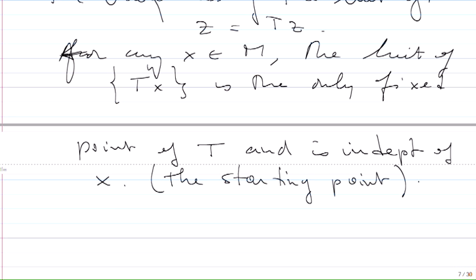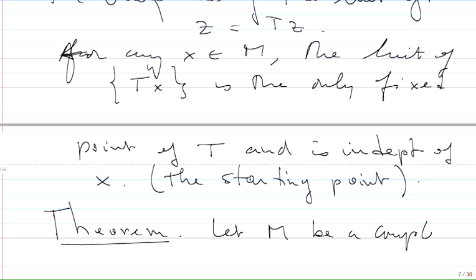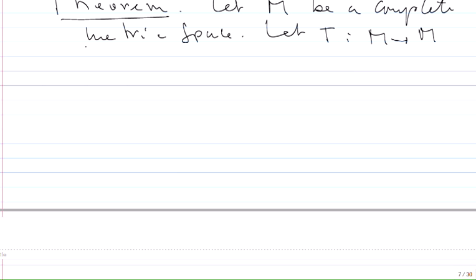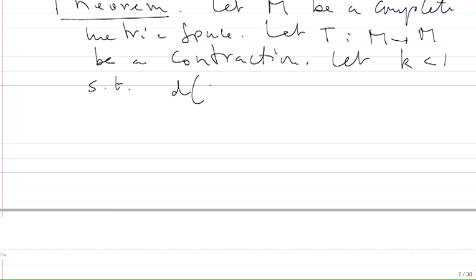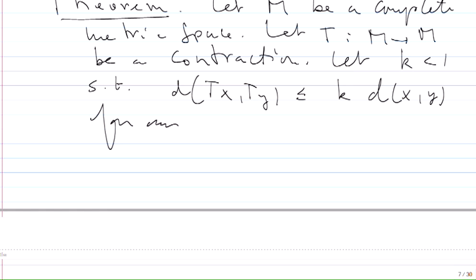So putting all these results together, we get the following theorem, which is the classical Banach Contraction Theorem. It says, let M be a complete metric space. Let T be a contraction. Let k be less than 1, such that the distance from Tx to Ty is less than k times the distance from x to y, for any x and y in M. Such k exists because T is a contraction. Then, this is the conclusion of the Banach contraction.